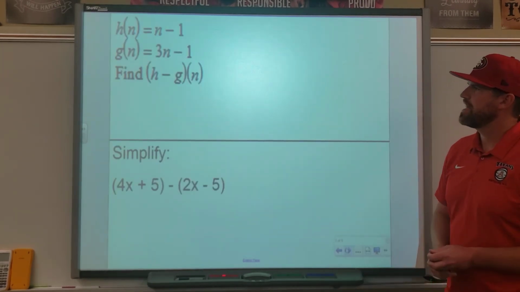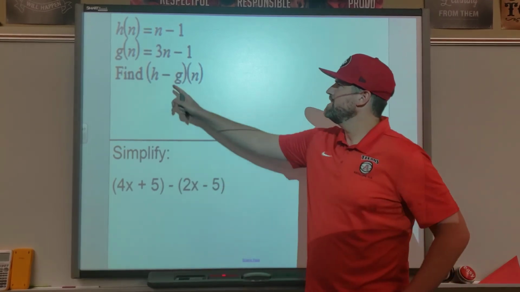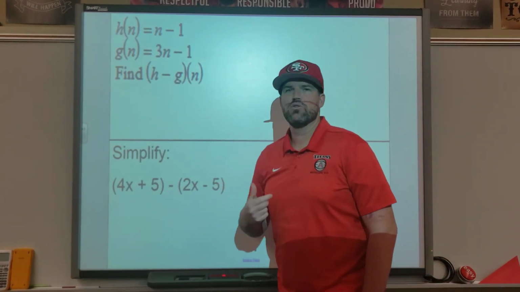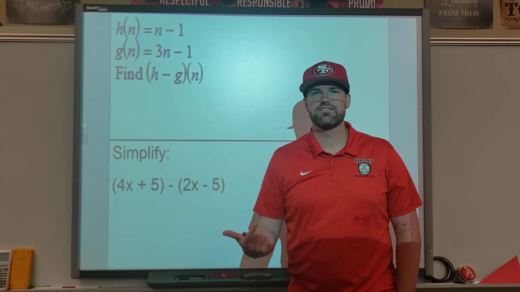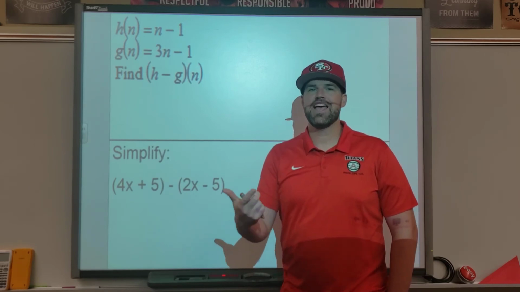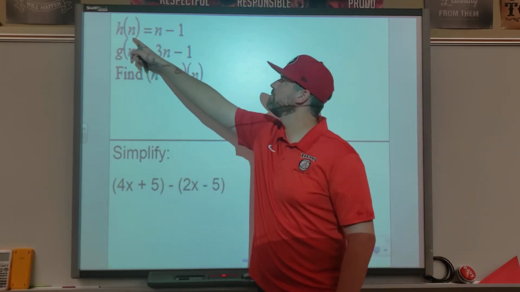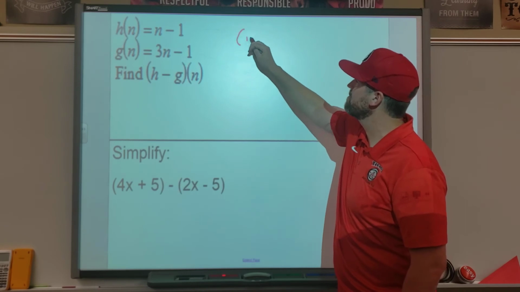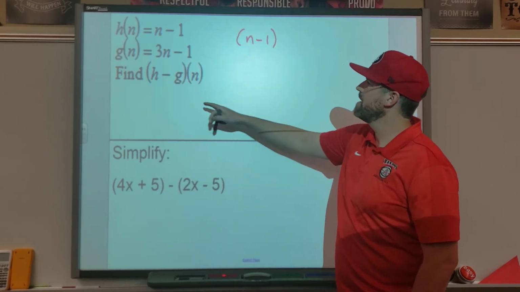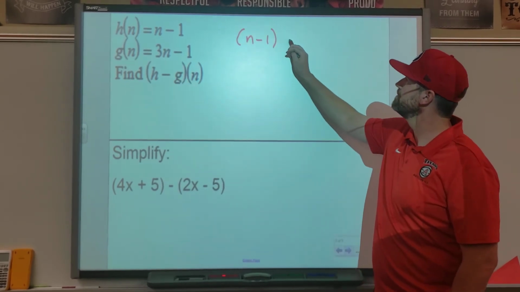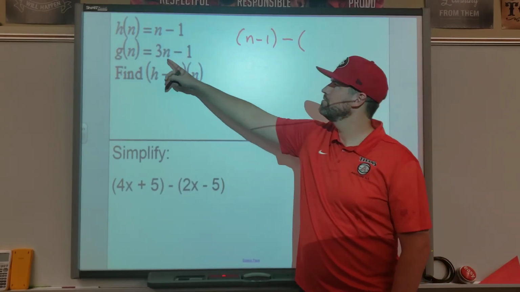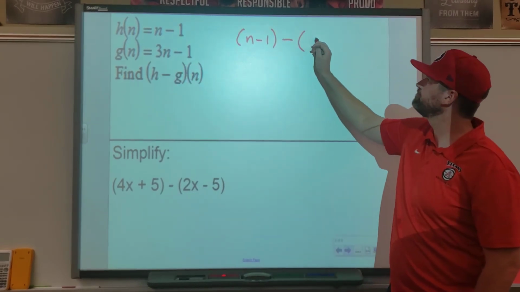All right, let's practice that. If I want to do h minus g of n, which function do I need to put first? All right, I need to put h. So h of n was n minus 1. That will go first. And then I'm going to subtract g of n, which is 3n minus 1.